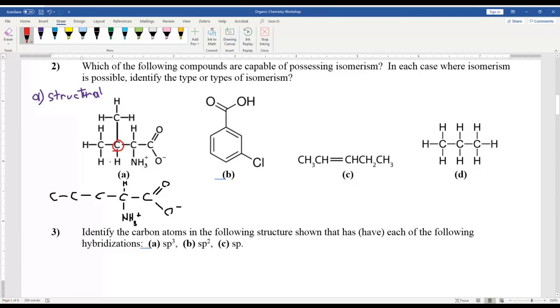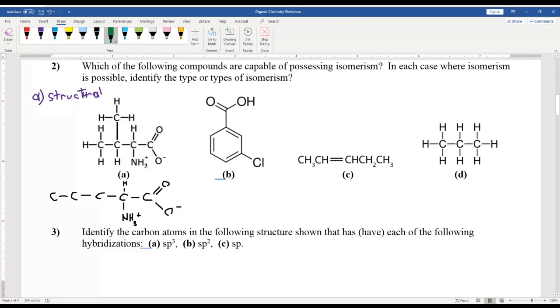I do have 1 hydrogen. Okay, that's fine. You have 2 methyl groups. Yeah, that's the problem. I have a methyl group here, and I have a methyl group here. So that actually does not have 4 different groups. 2 of those groups are the same.